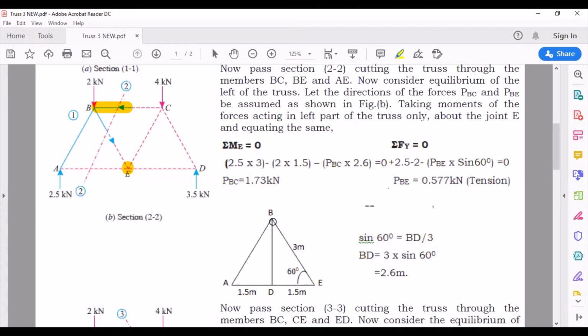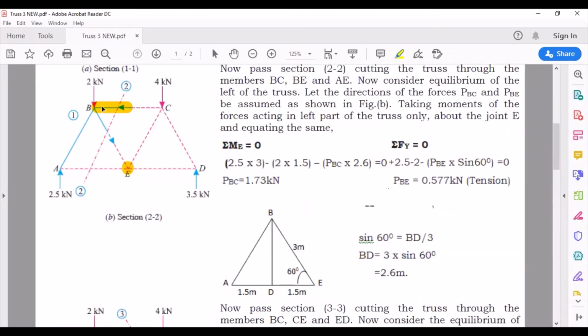I have dropped a perpendicular from B so that I can calculate BD. Next, I will calculate the distance BD. I know that angle E is 60 degrees. If I apply the sine rule, sine 60 is opposite by hypotenuse. Opposite is BD, hypotenuse is 3 meters. So BD is equal to 3 into sine 60, which is 2.6 meters.